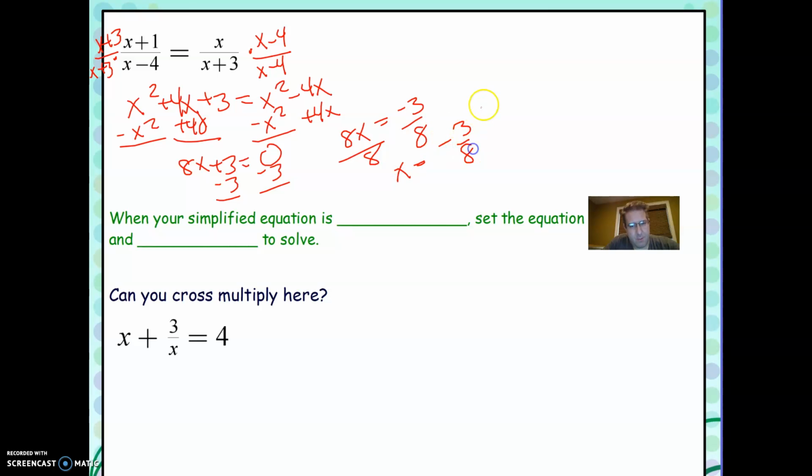x equals negative 3/8. All right, so as I mentioned before, you can't cross multiply here. So we're going to have to take a different strategy. So this is really over 1.